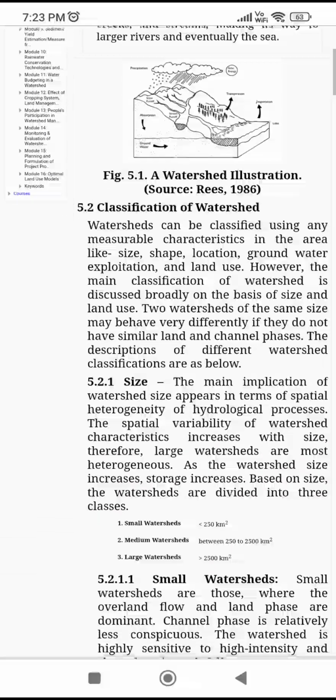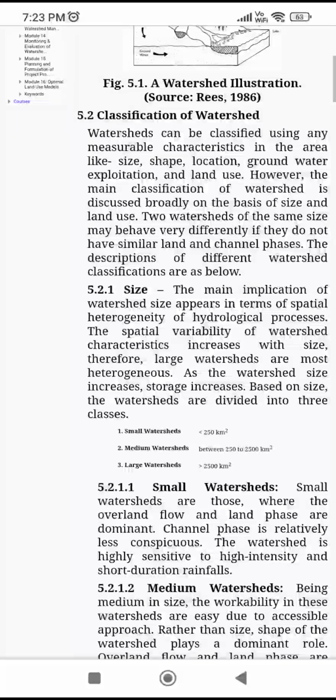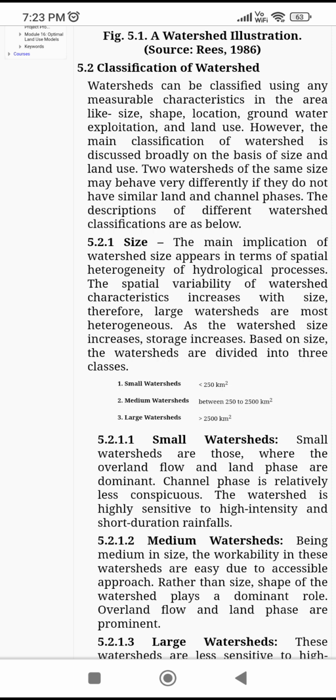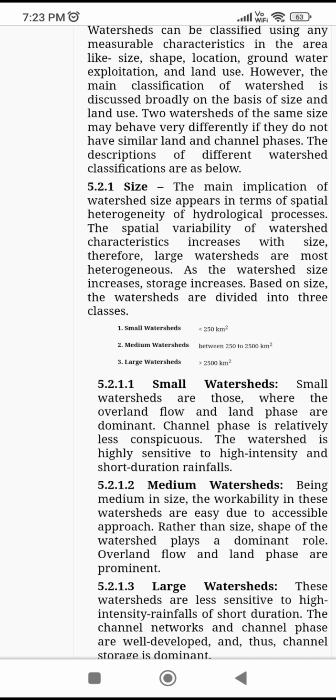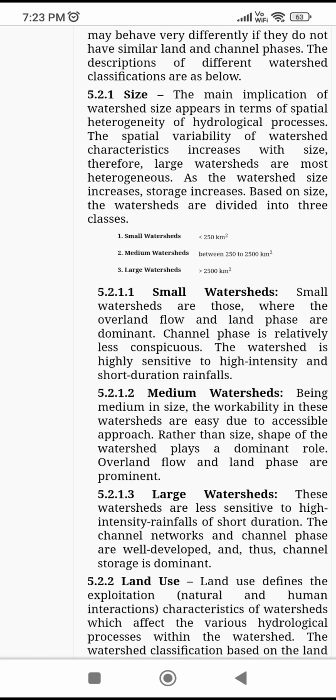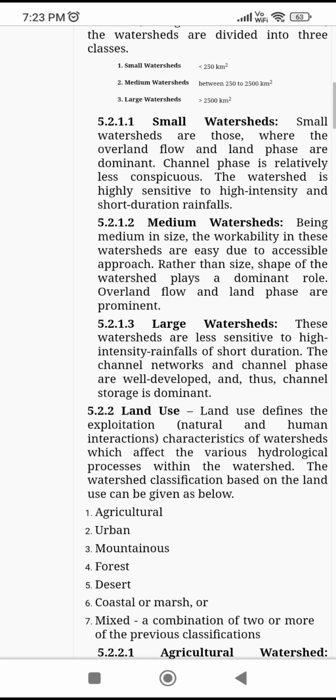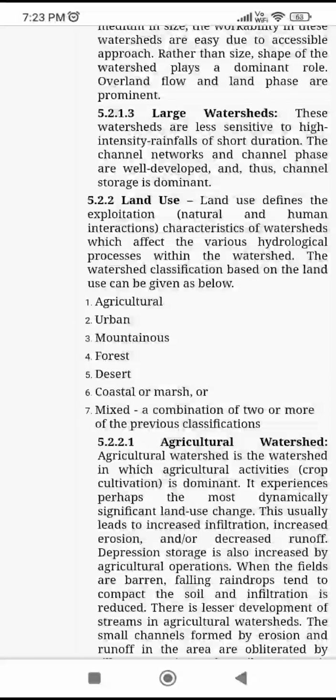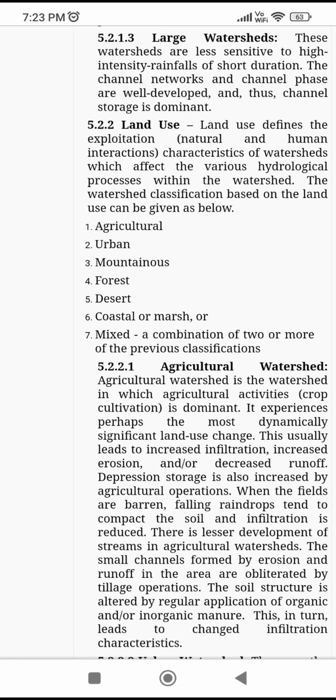Now what are the characteristics of watershed? Size. As we have already seen in the classification of watershed: small watershed, medium watershed, large watershed. Then based on land use: agricultural watershed, urban watershed, mountainous, forest, desert, coastal or marsh, and mixed watershed.